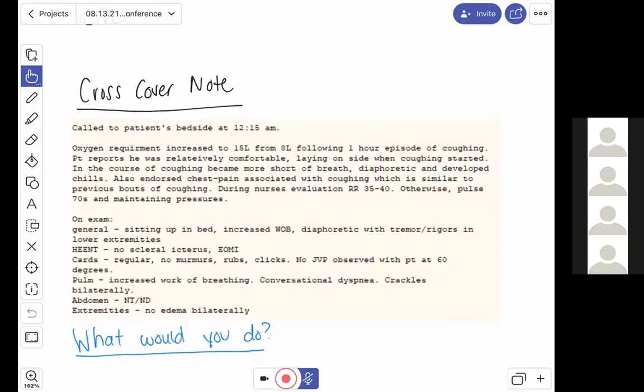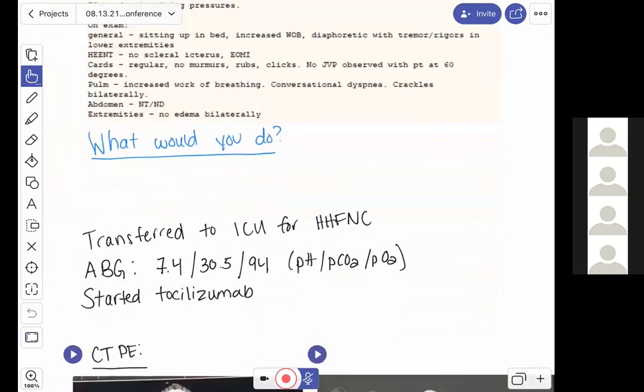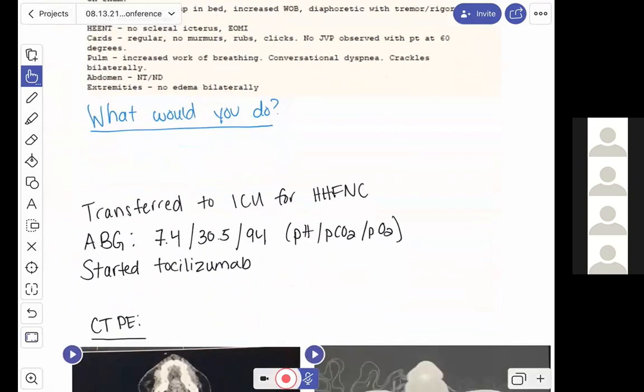Okay, so I'm going to show you guys what was actually done. He was transferred to the ICU for a heated high flow nasal cannula. He got an ABG. Those are the numbers there for you. And then I laid out what the order is. So pH, PCO2, PaO2. And then the overnight person started tocilizumab.